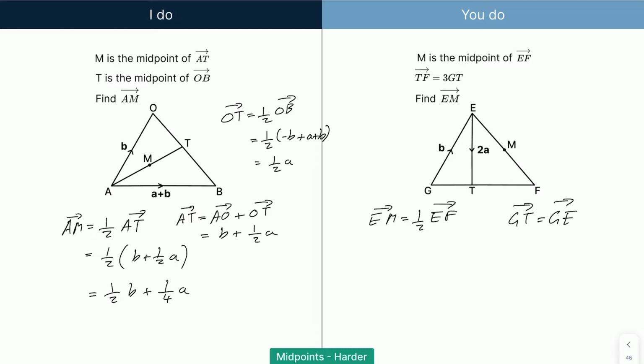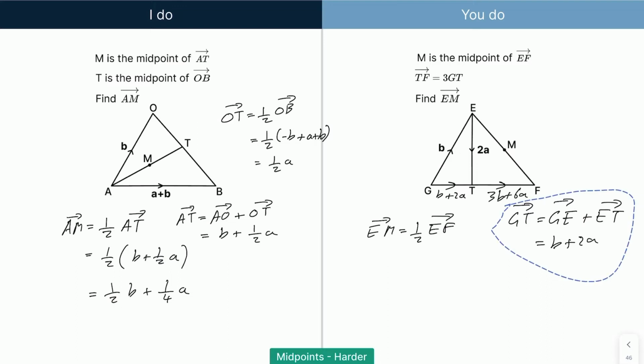So E to G plus E to T. That's going to be B plus 2A. Okay, so we know what this is. B plus 2A. In fact, let me just move that down a little bit. And let me just write that properly so it looks like an A and not a 9. There we go. And we know that this is just 3 times that because the question tells us this. So that's going to be 3B plus 6A. And again, let me just move that down a little bit.